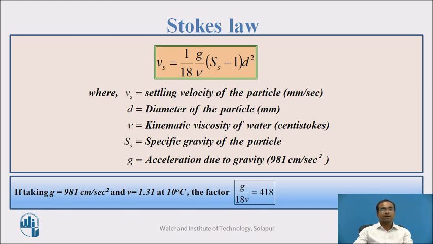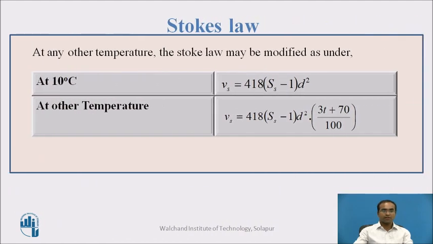It means the kinematic viscosity changes with temperature. How can we derive the temperature-based equation? Let's see. At a standard 10 degree centigrade, the formula is the same, that is 418 (s − 1) d square. But what about other temperatures? At other temperatures we use a different formula, which is an extension of Stokes' law. The formula is small vs is equal to 418 (s − 1) d square multiplied by (3T + 70) by 100.